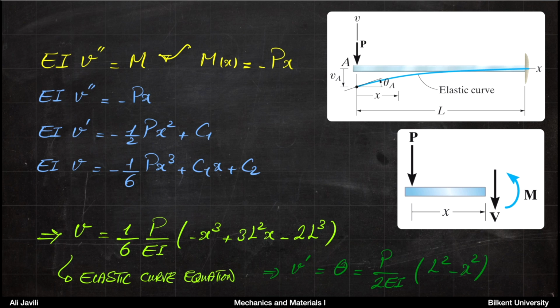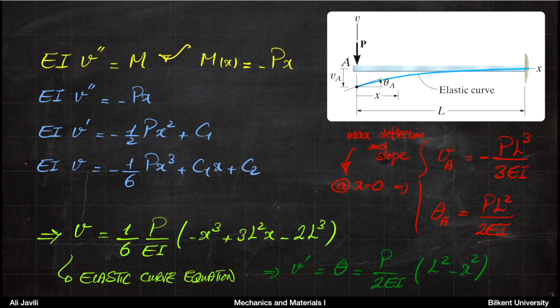So if we want to calculate the deflection and the angle at point A, all you have to do is insert the coordinate of point A into these equations, and the coordinate of point A is x equals 0. So if you insert x equals 0 here, you get the deflection at point A and the angle at point A.